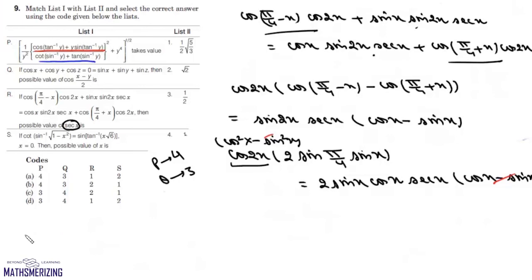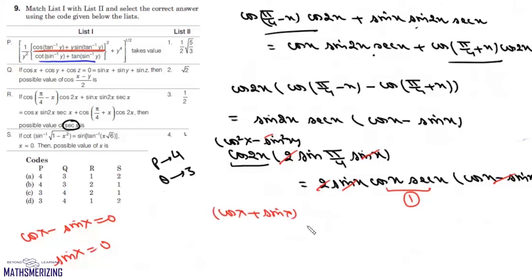So one of the solutions that we'll get is cos x minus sin x equals 0. We can also cancel 2 sin x. So another solution that we'll get is sin x equals 0. Here cos x into secant x will be 1. So now we are left with cos x plus sin x into 1 by root 2, and it'll be equal to 1. So from here we'll get this condition that cos x plus sin x, and it'll be root 2.